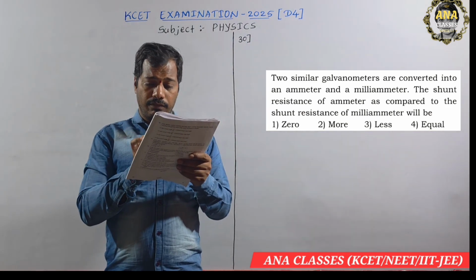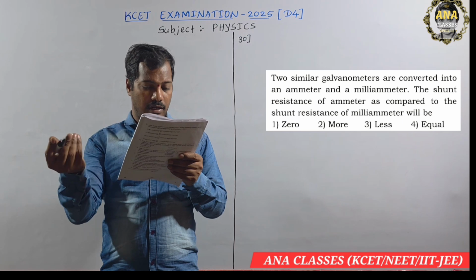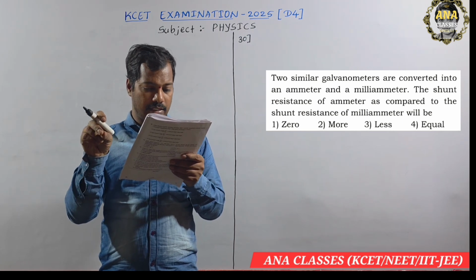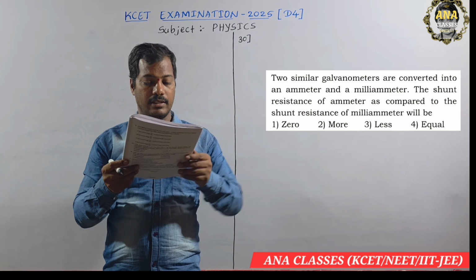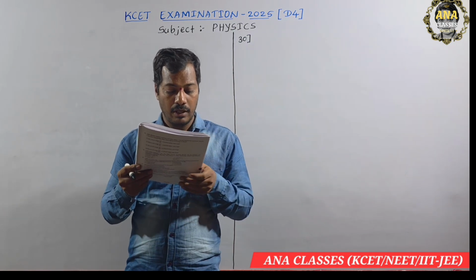The shunt resistance of the milliammeter is very large. So current through that is very small. So the answer is less. Option 3 is correct here.